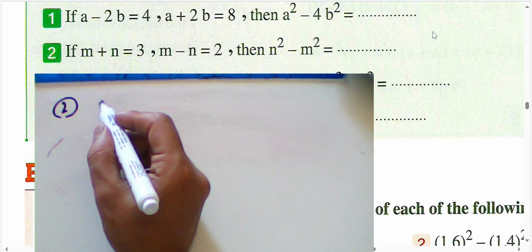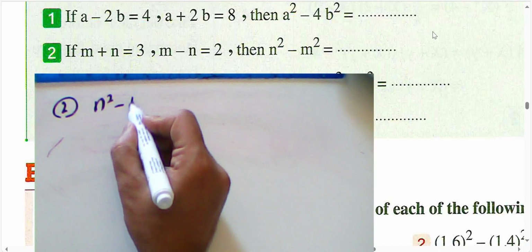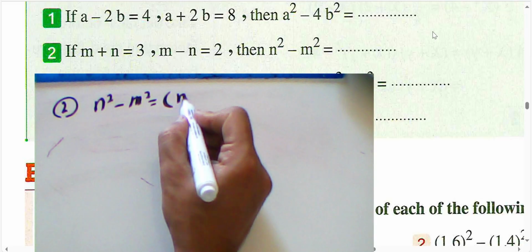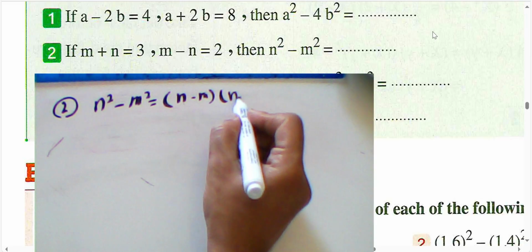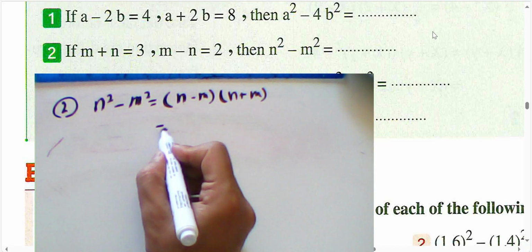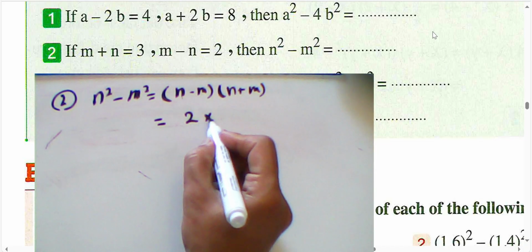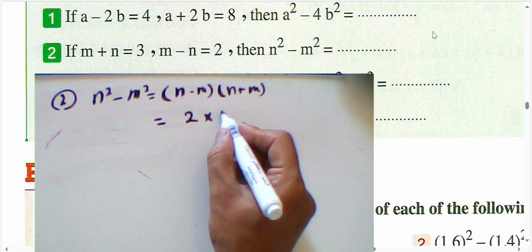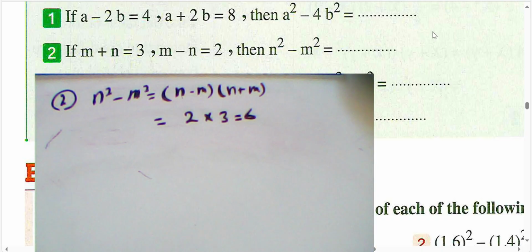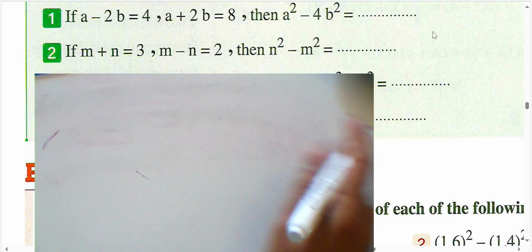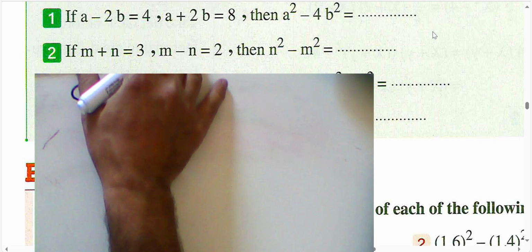We want to find the difference between n power 2 and m power 2. We can factorize: write (n minus m) product by (n plus m). n minus m equals 2, and n plus m equals 3. 2 times 3 equals 6. Question number 3.